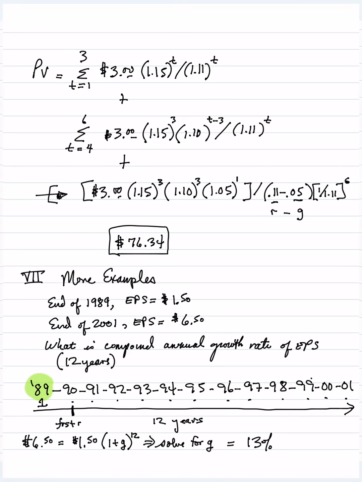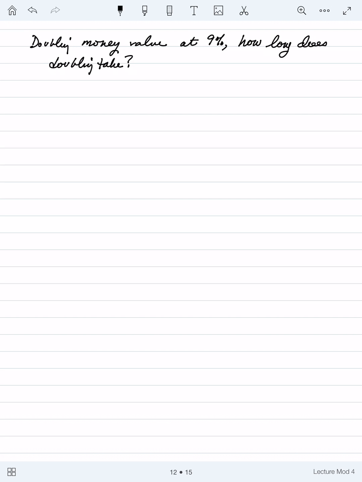Let's do a question about doubling your money. How long does it take to double money, let's say at 9%? So you've got the future value equal to the present value times 1 plus a growth rate raised to t. And you're doubling, so just use a unit.